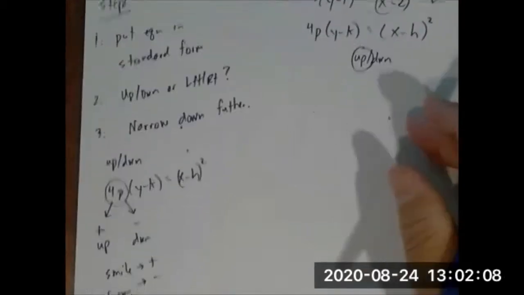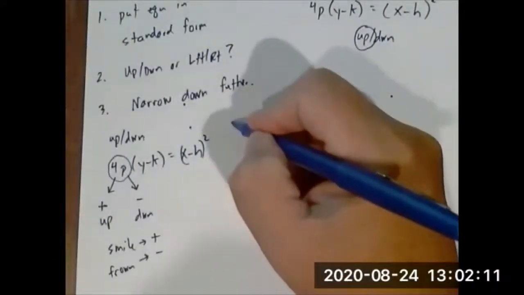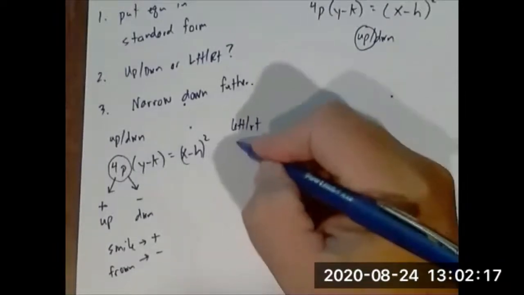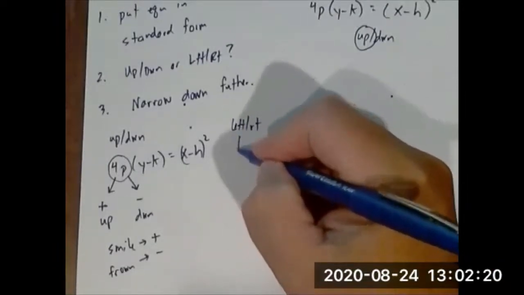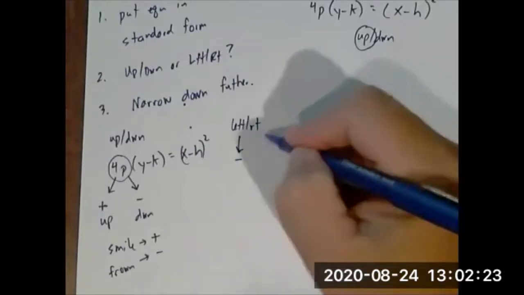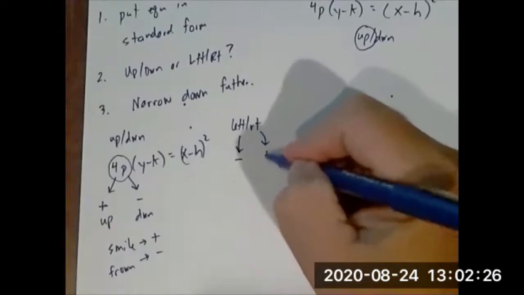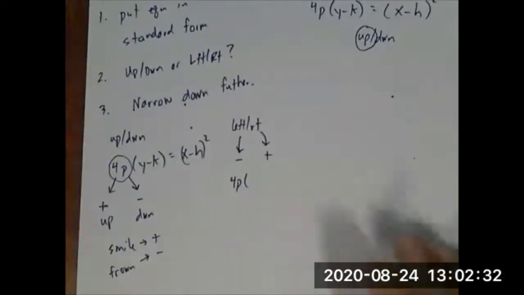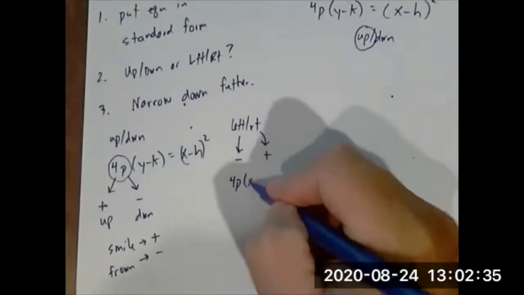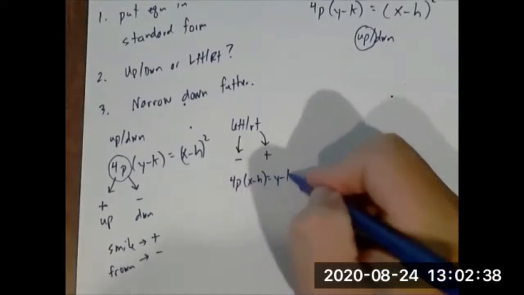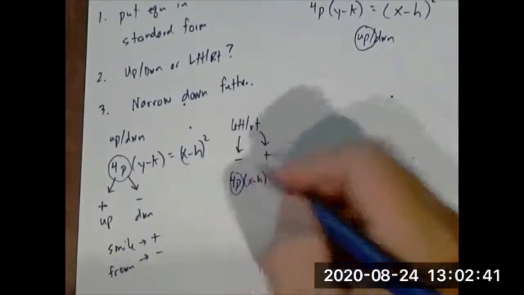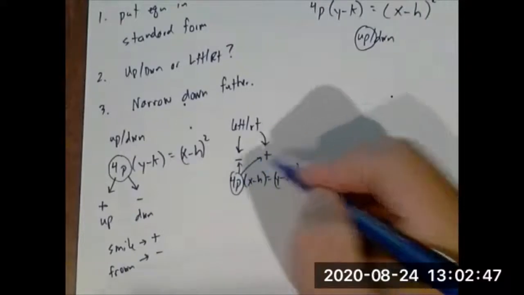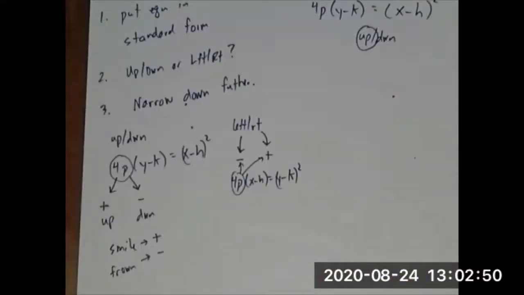Now, just let me say here, if you have a left or right, I won't go into all the details, but for a left parabola, the number is negative, and for a right parabola, it's positive. So in other words, for a left and right parabola, the standard equation looks like this. If that number is negative, it's a left parabola. If it's positive, it's a right parabola. And we'll see some examples of that later on.